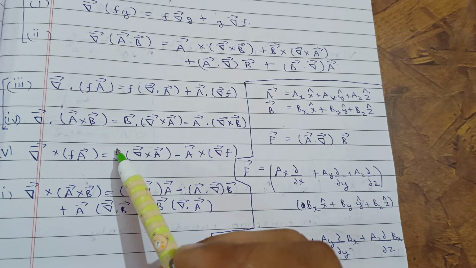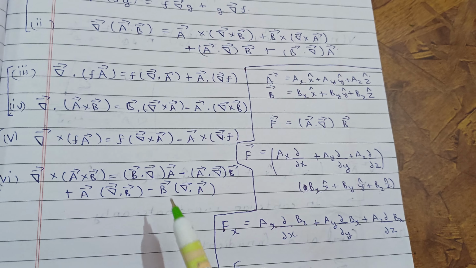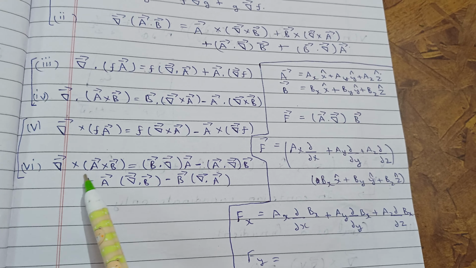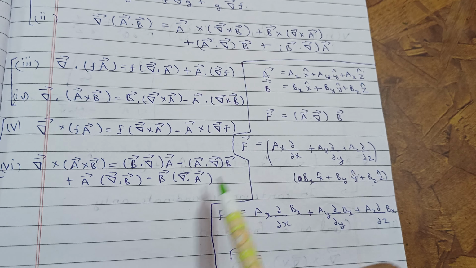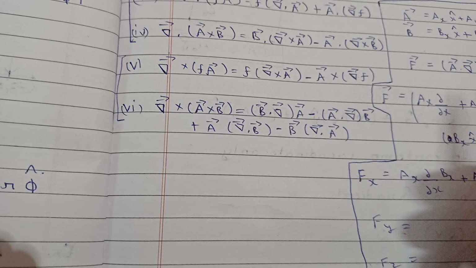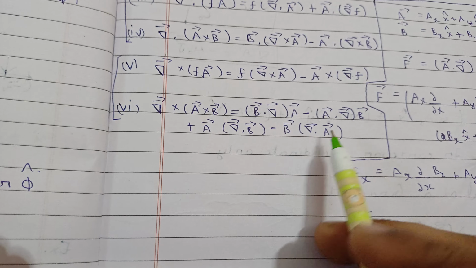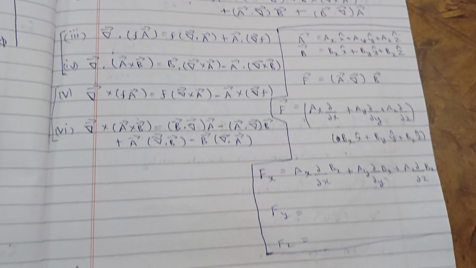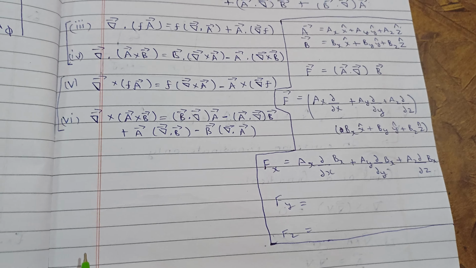So remember this also. Now for the curl, del cross fa will be given by f (del cross a) minus a cross the gradient of f. Same for del cross (a cross b), so you will use this formula. It will be equal to (b dot del) a minus (a dot del) b plus a (del dot b) minus b (del dot a). So that will be your formula. Remember these identities. These are very important identities, so you must remember them. Now all these, divergence, gradient and curl, are single order derivatives. Now let's see some second order.